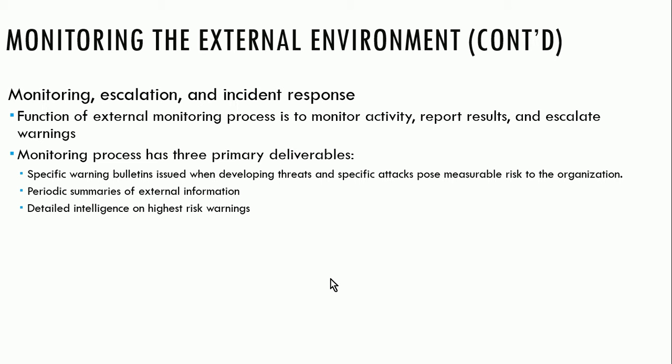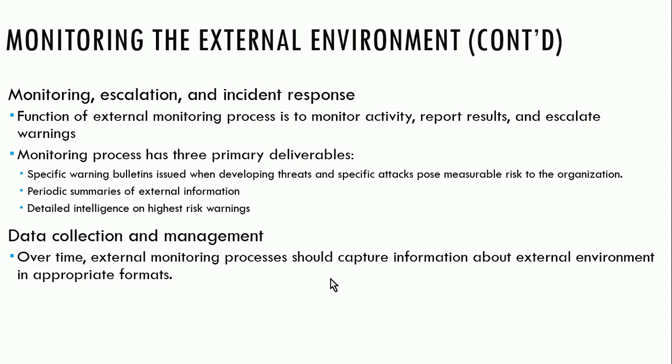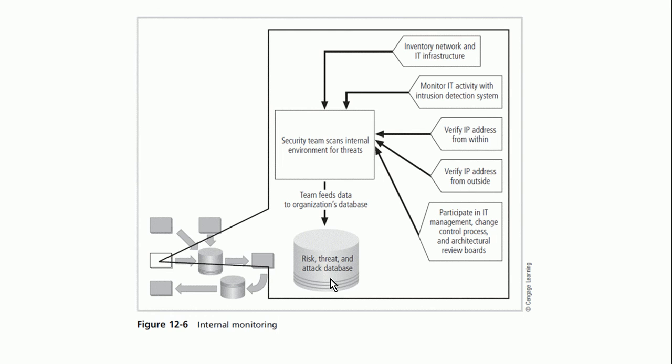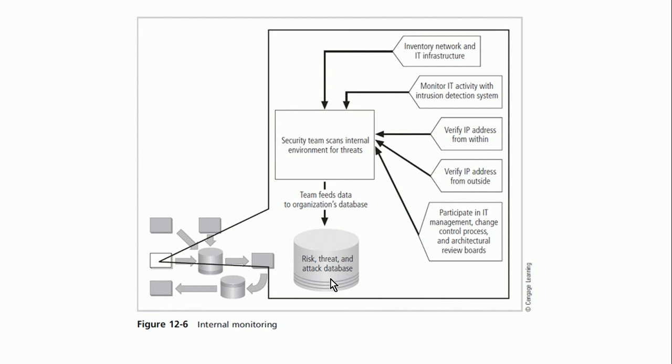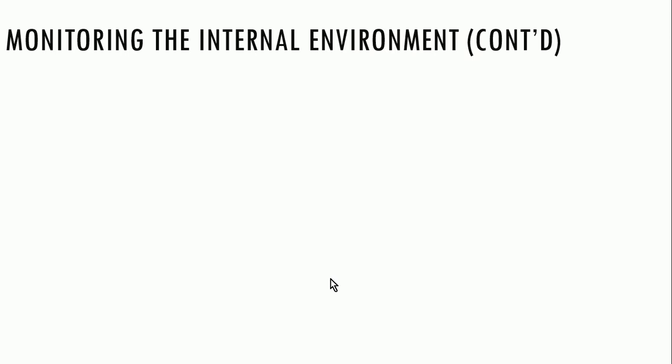So for example, through external monitoring in this way, we might know that there is a new virus that is possible, or we're aware of some new ransomware threat that we have to protect against, by keeping up with what's going on. Over time, external monitoring processes should capture information about the external environment in appropriate formats, et cetera, et cetera. Again, that's all just stuff from your book. So, monitoring the internal environments. Now let's switch gears to monitoring the internal environment.